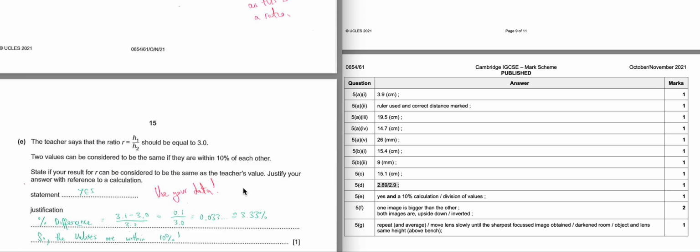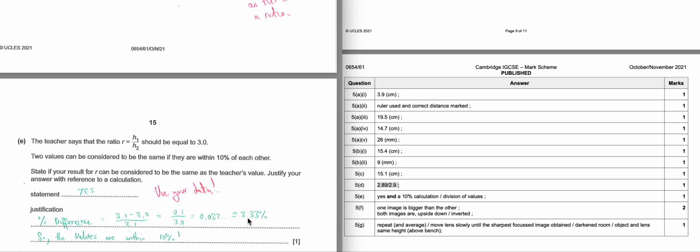And it then gives us this statement, which can be confusing for students, that two values can be considered the same if they are within 10% of each other. What does that mean? Well, it means that there can be a 10% difference. As long as there's a 10% difference between the two numbers, then we consider them constant or identical. What we need to do is use our data to work this out. The way I've done it is calculated my percentage difference. I've got my actual value, 3.1, and the proposed value, 3. I found the difference between the two, and then divided by 3.0 to get 0.0333, which is approximately 3.33%.